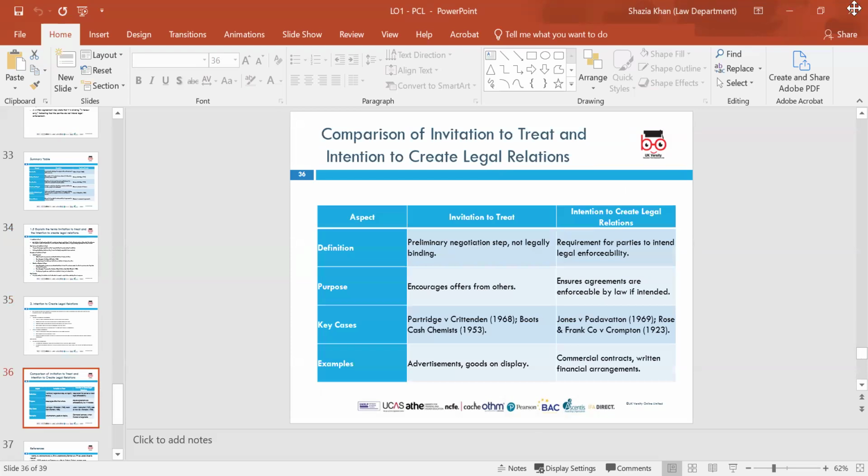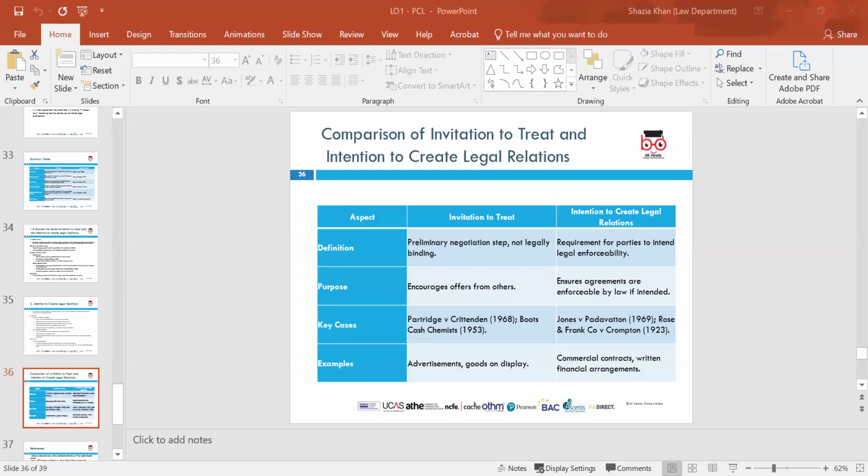This diagram, this summary table, identifies a comparison of invitation to treat and intention to create legal relations. It looks at the definition of intention to create legal relations, which refers to the intent of parties to enter into a legally binding agreement, and it helps distinguish between social and legal agreements as well. For invitation to treat, the purpose is to encourage offers from others, with cases such as Partridge and Crickington and Boots Chemist, and examples such as advertisements or goods on display.